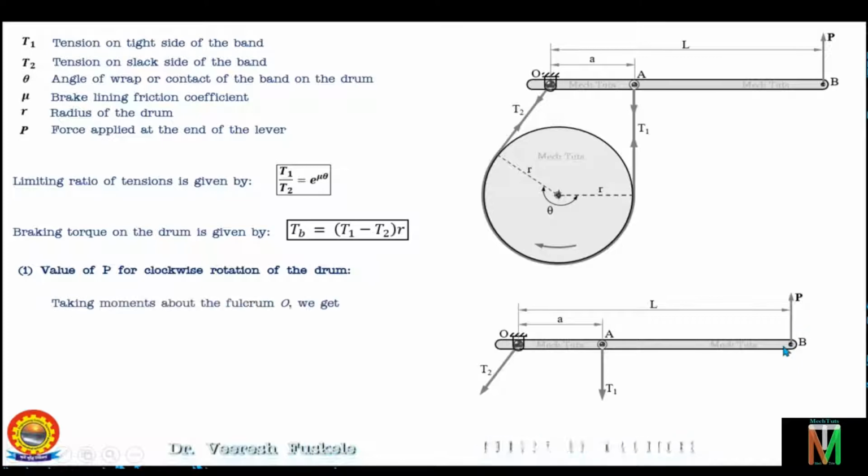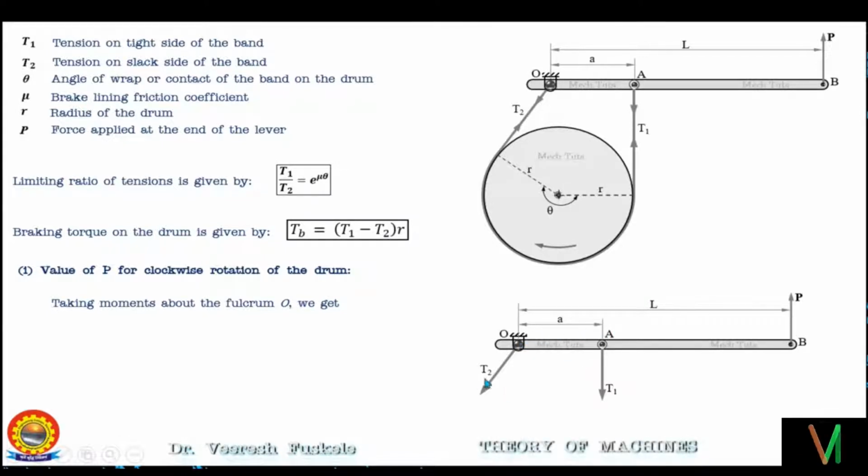So force P will rotate the lever in the anti-clockwise direction about the fulcrum, so the moment will be positive with magnitude P multiplied by the perpendicular distance of the line of action of the force P from the fulcrum, that is point O, which is nothing but the distance L as shown here. Further, the tension T1 will rotate the lever in the clockwise direction about the fulcrum O, so the moment will be negative and the magnitude will be T1 multiplied by the perpendicular distance of line of action of T1 from the fulcrum point O, which is A as seen in figure.